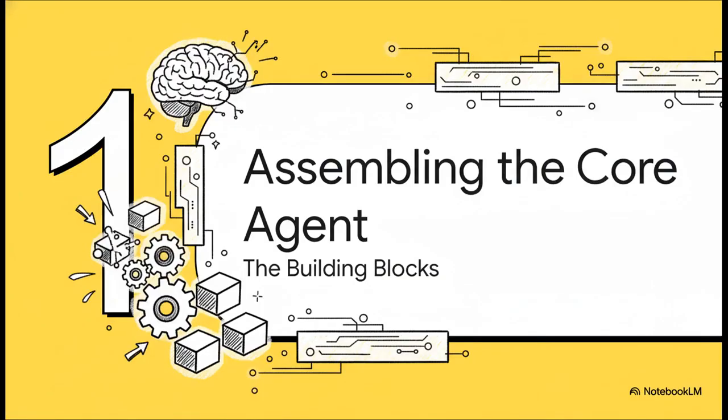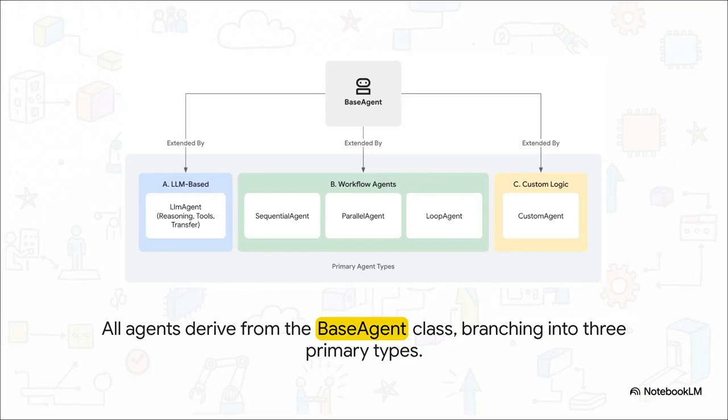Section 1, assembling the core agent. This is where it all begins, right? We're talking about the fundamental building blocks, the very heart of any application you're going to build with the ADK. Okay, check this out. This diagram really lays out the family tree for agents. See that base agent class at the top? Everything, and I mean everything, starts there. It's the common ancestor. From that, you get three main branches.